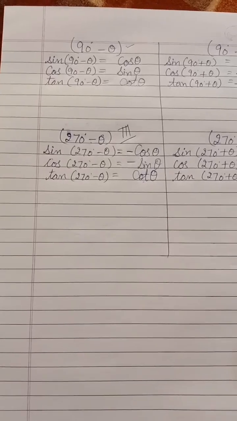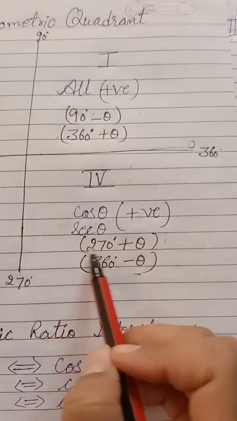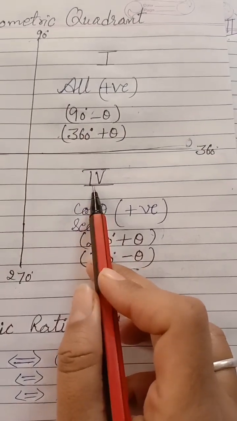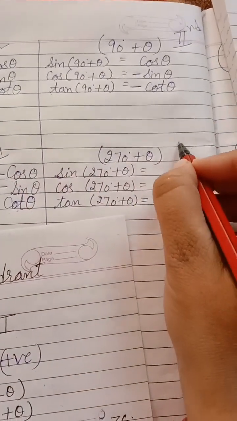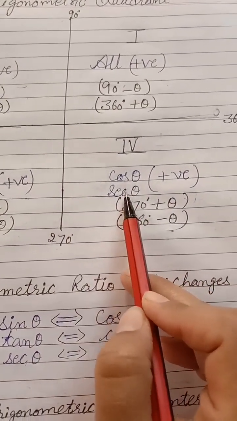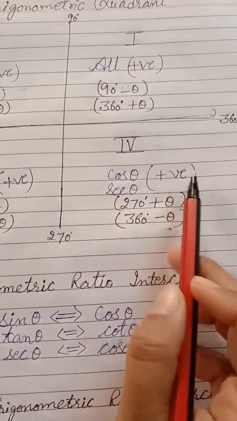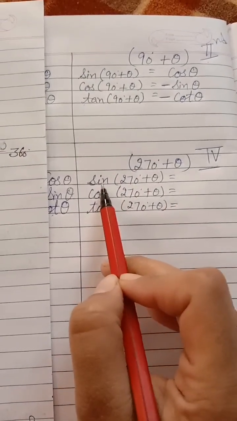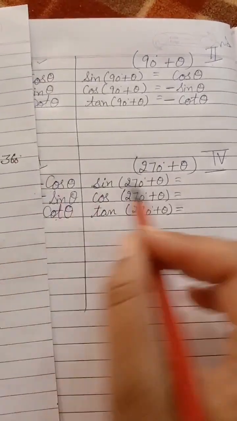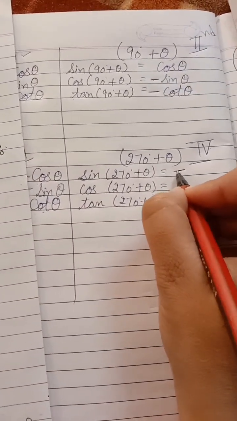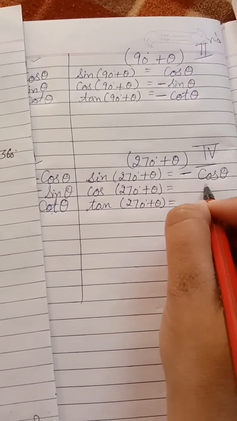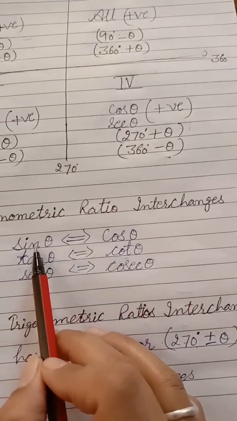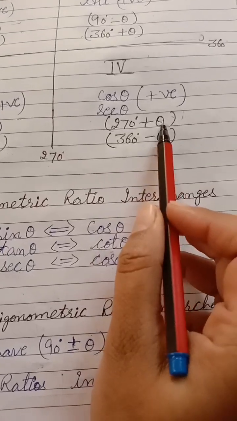That's it. Now let us consider 270 plus theta. The 270 degree plus theta angle will be considered in the fourth quadrant. In the fourth quadrant, only cos theta and its reciprocal will be positive. Other trigonometric ratios or functions will be negative in this quadrant. So we have to find the value of sine(270 plus theta). Sine will be negative in this quadrant, so here you have to write minus cos theta. Why have I written cos? Because sine will convert into cos theta, because we have angle 270 degree plus theta.